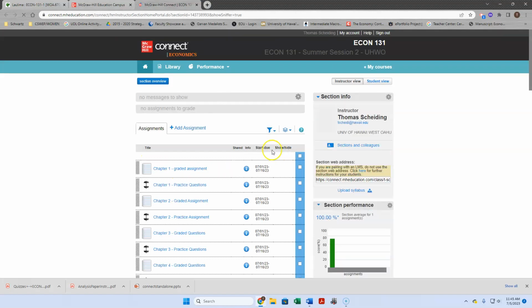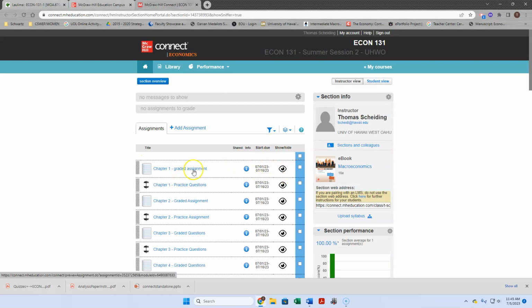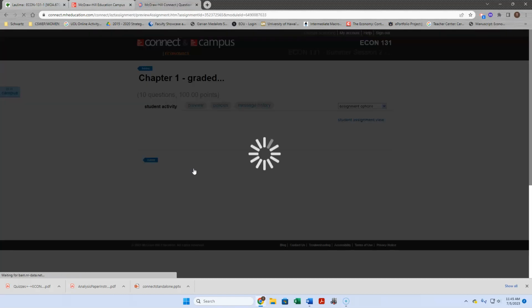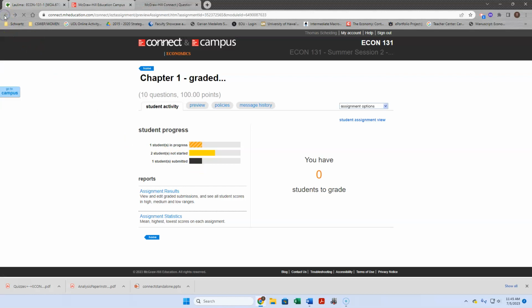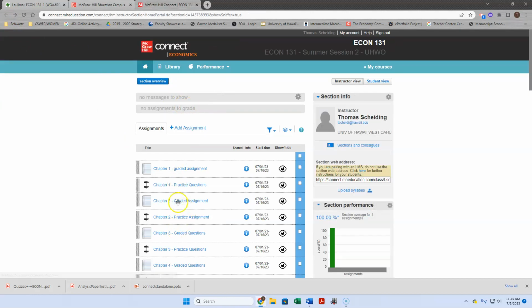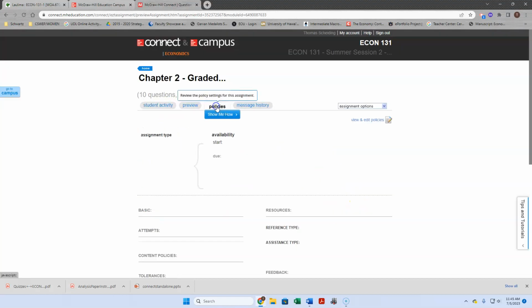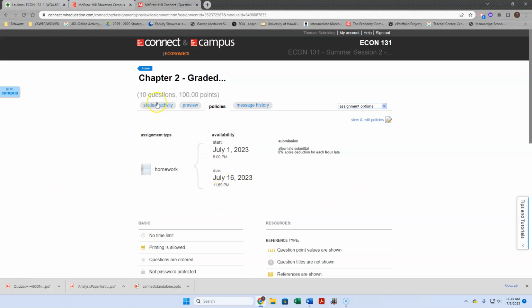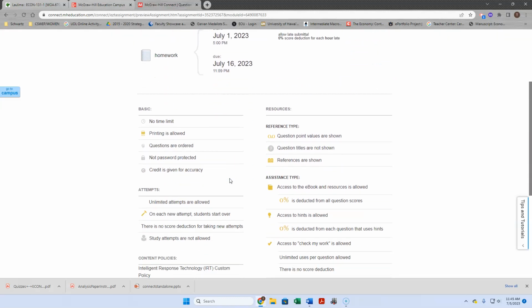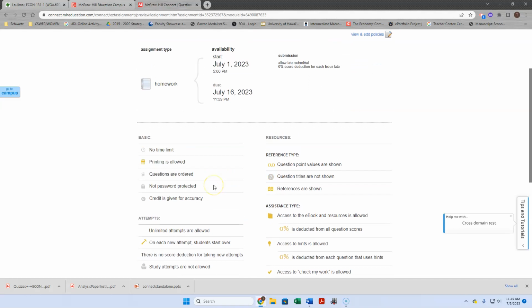Then, sorry, closed it here. Let's look at the graded. We're just going to look at this one here. So for the graded, let's look at the policies here, just so you get a good overview. These are obviously, for this chapter, all due on that one big deadline, whatever that deadline is. For these graded homeworks, there's no time limit, so you're good there. And also, you're given unlimited attempts.